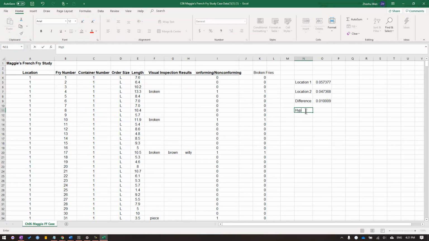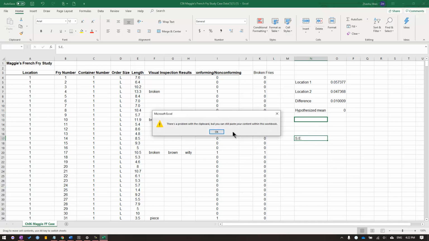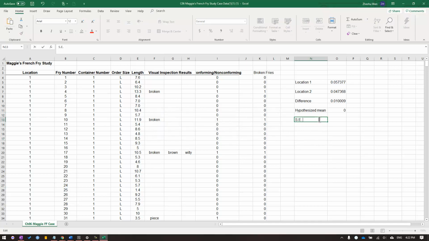Our hypothesized mean here, for now, let's just put it as 0. And then standard error. Because it's a fairly long equation, I'd like to separate it. Standard error for, let's say, variance of location 1 and variance of location 2.